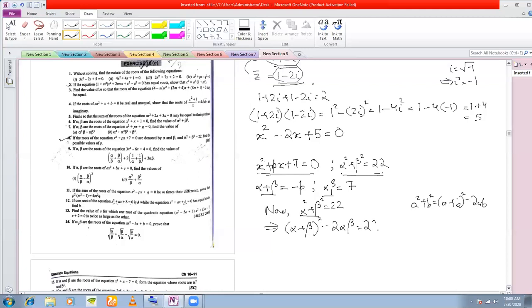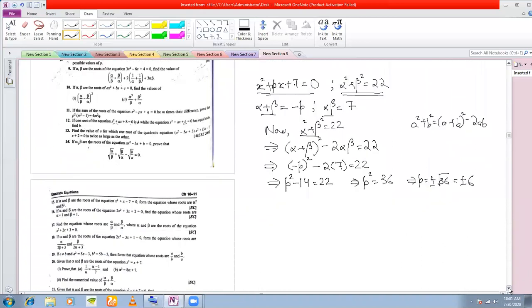which is equal to 22. This can be written as (minus p) whole square minus 2 times alpha beta, which is 7, equal to 22. So therefore p square minus 14 is equal to 22. That means p square is equal to 36. So p must be equal to plus or minus square root 36, which is plus or minus 6. That is one sum. This was the easiest of all to start with.